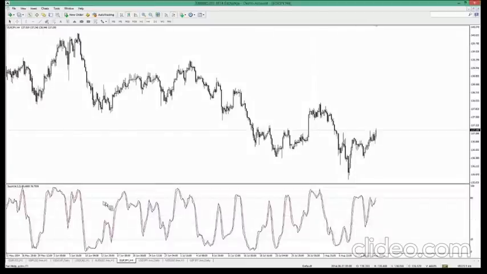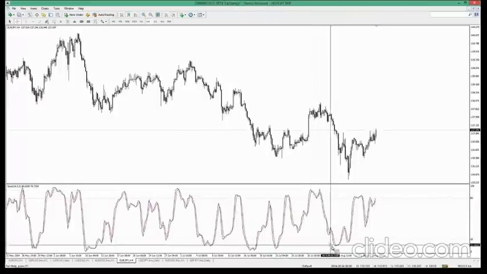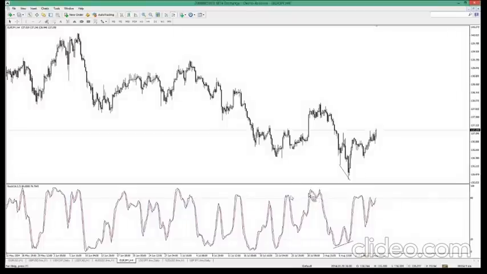So you'll see price, in terms of the standard way you will use it, is the normal standard divergence where, for example, here price is making a lower low, but the indicator makes a higher low. That's your standard divergence, and that's probably the most watched way that the indicator will be used.